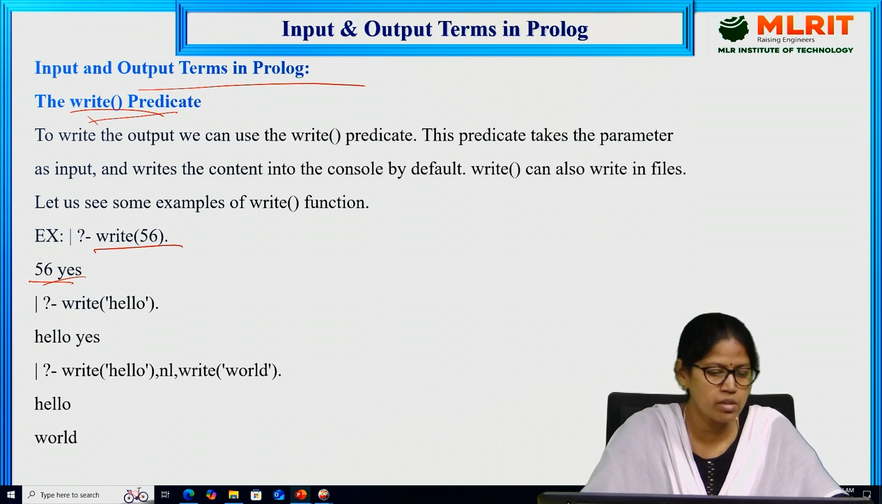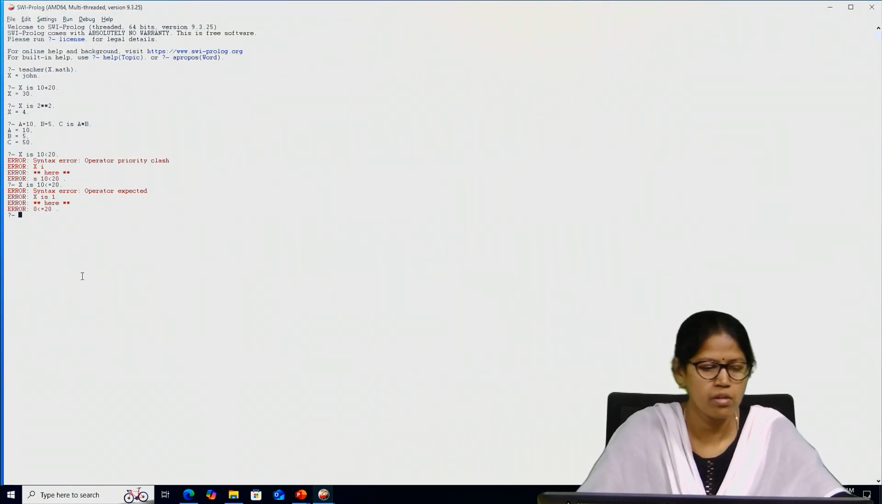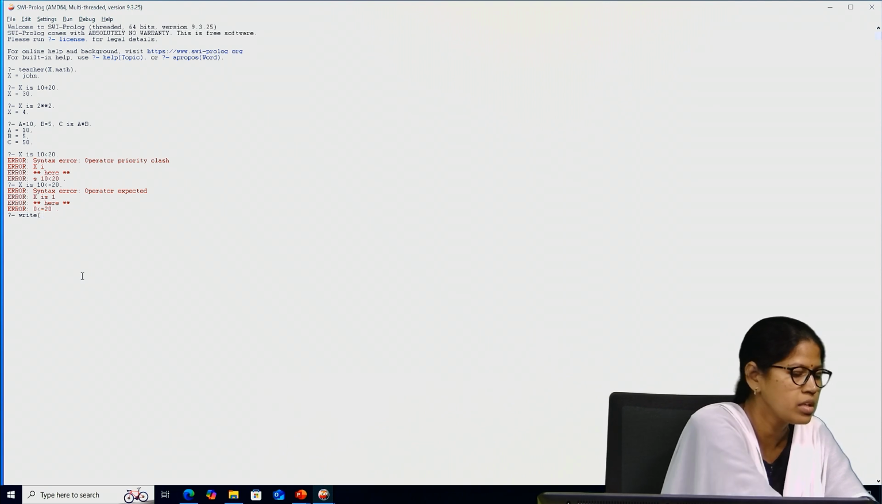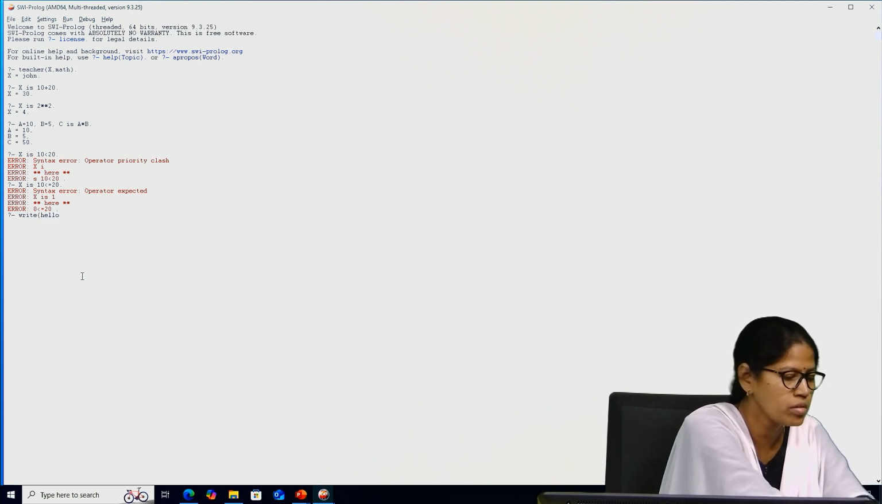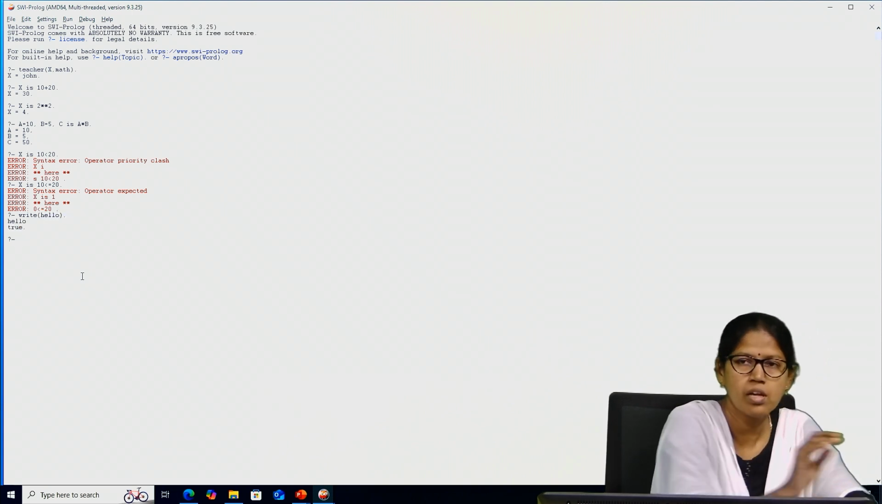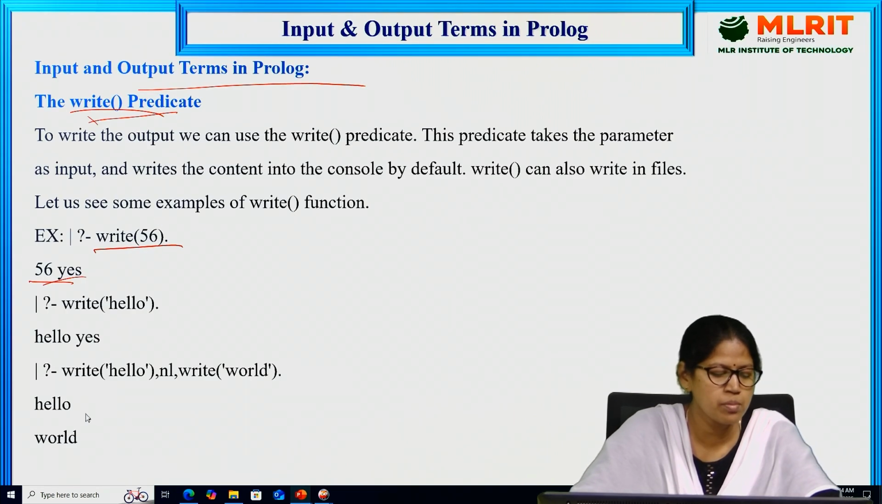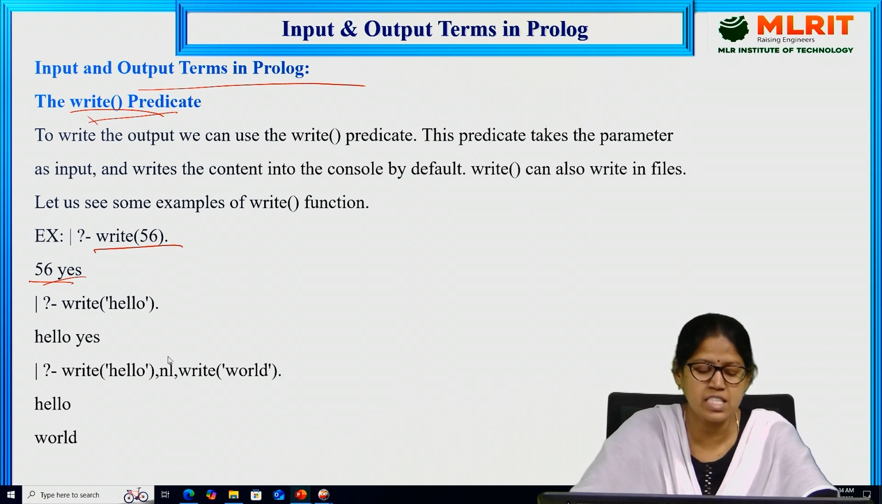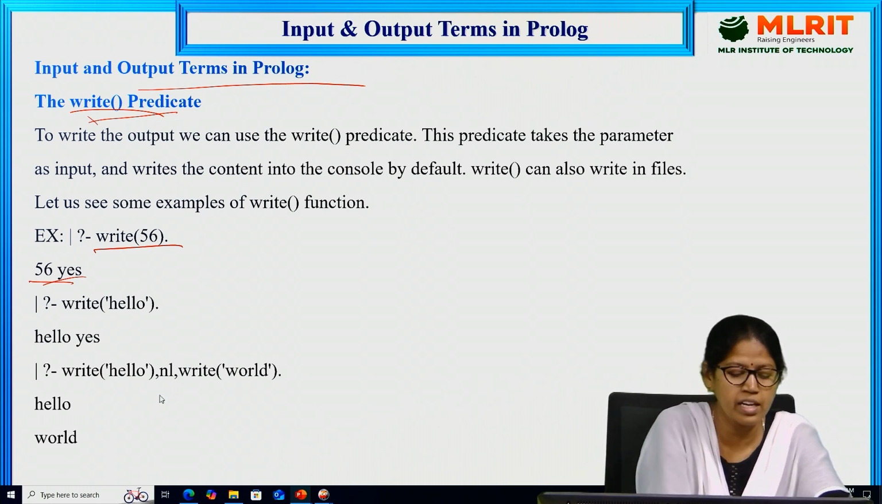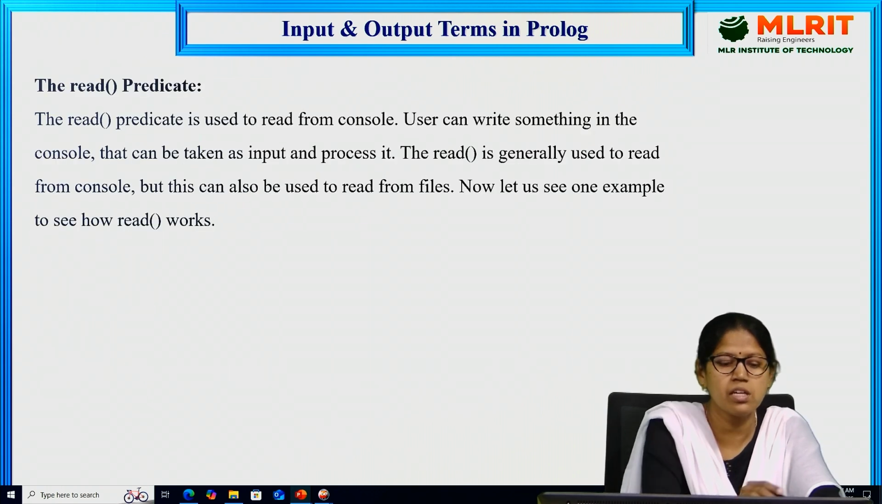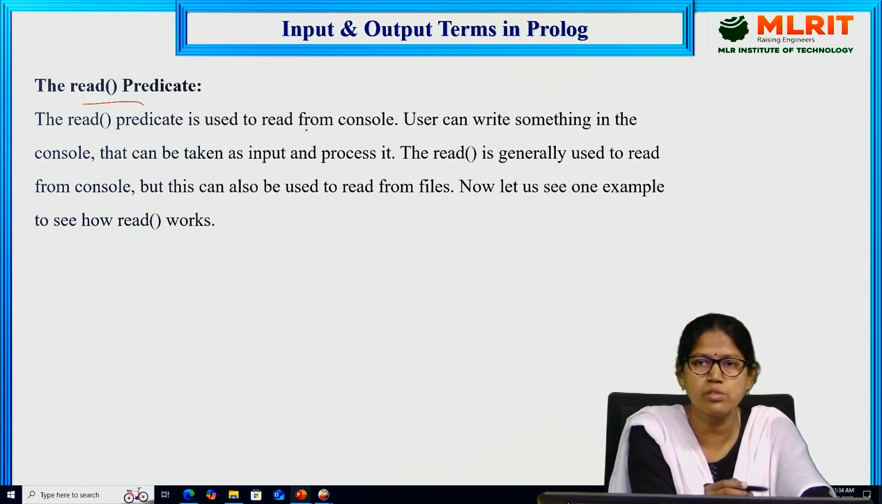Let's check it out. So write hello. So write is used to write something on the console. In a similar way, if you want to display the next line, then we can use nl as the new line command. The next predicate is read, which is used to read the data from the console.